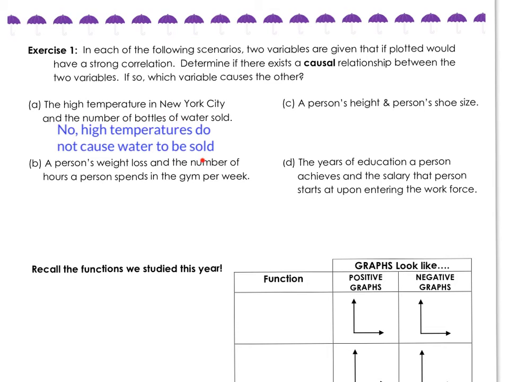Again, higher temperatures might cause someone to have more thirst, which does in fact increase the number of water bottles sold. It's not causal. B says that a person's weight loss and the number of hours a person spends in the gym per week. I think this one is causal because the hours at the gym do cause the weight loss. So as you're working out, that's causing you to sweat and lose weight. So that does cause the weight to go down.